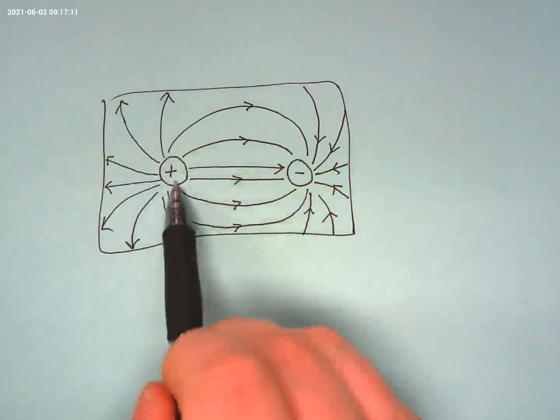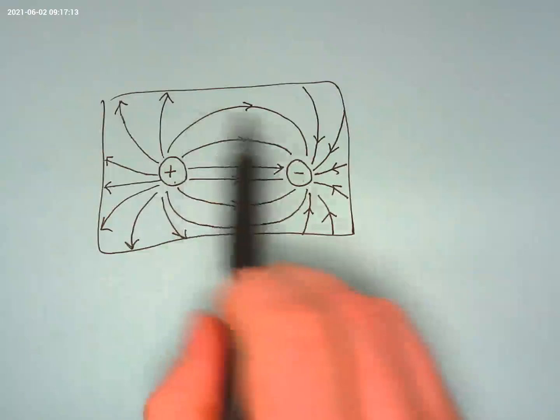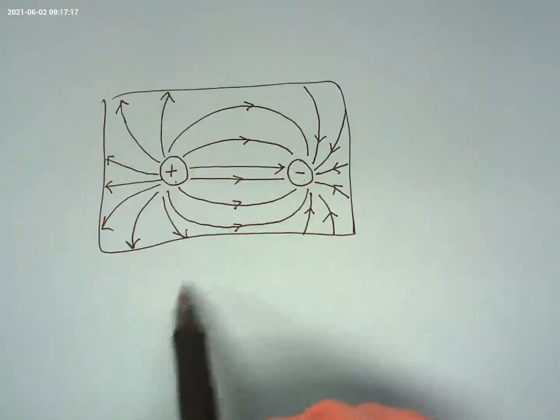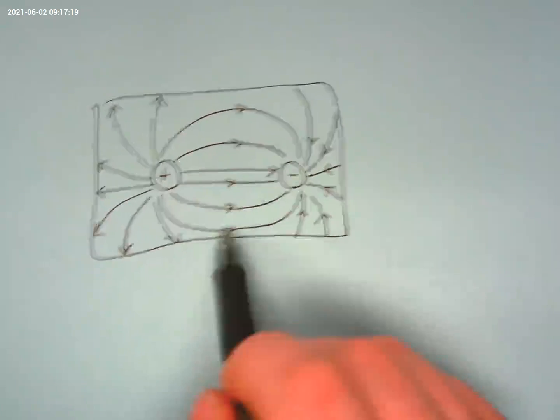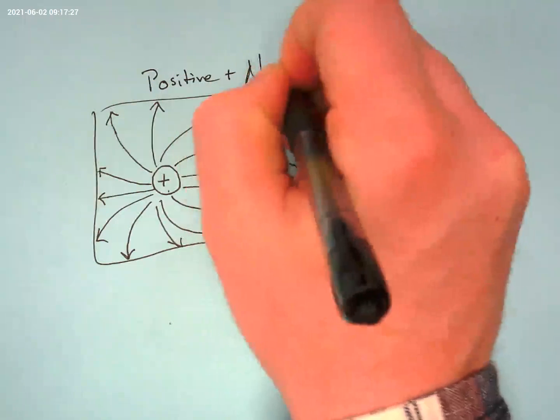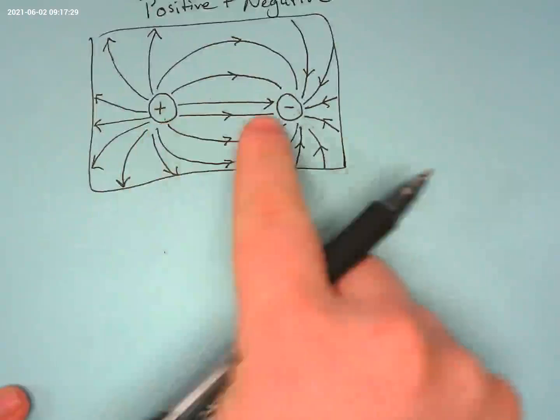We should see, again, from positive to negative, we're showing that curl, the force moving towards that negative guy, away from the positive guy. And there's this straight attractive force in the middle. Okay, so that's the field lines for positive and negative. They attract to one another.